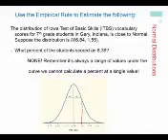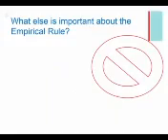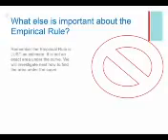Remember that when we're finding a percentage or an area under the curve, it is always going to be a range of values under the curve. We cannot calculate a percent at a single point because we're just calculating a height. In this case, there's exactly no width. All right, so what else is important about the empirical rule?